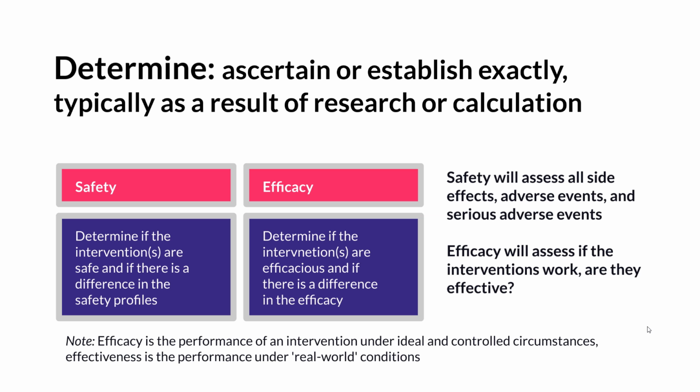Again, from the dictionary, determine is to ascertain or establish exactly as a result of research or calculation. So this is very literally what a clinical trial is aiming to do. We want to look at the safety and efficacy of the treatments. It's important to note the distinction between efficacy and effectiveness. Efficacy is what we're doing in clinical trials. It is the performance of an intervention under ideal and controlled circumstances. Effectiveness is the performance under real world or observational or clinical conditions.